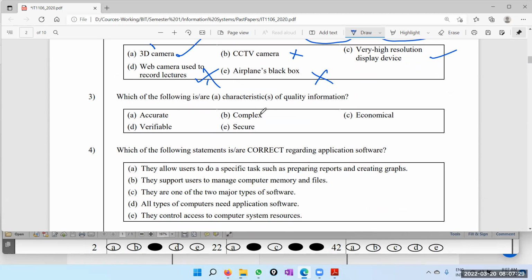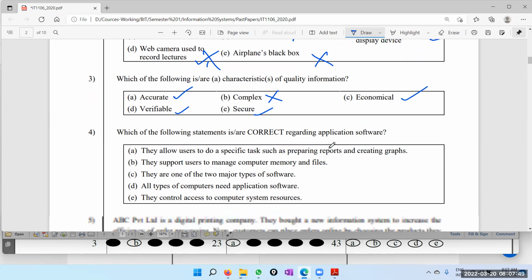Which of the following is a characteristic of quality information? That is very straightforward and straight from our notes. Of course, accurate. Not complex, it has to be simple. Of course, economical, not expensive. Yes, verifiable and secure. So the answer is everything other than B. Okay, everything other than B. Right, fourth one.